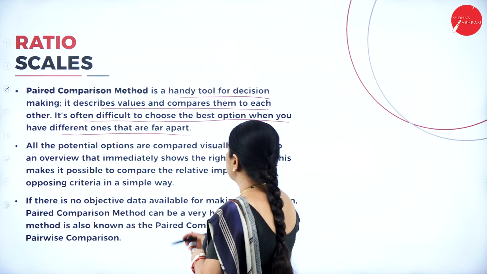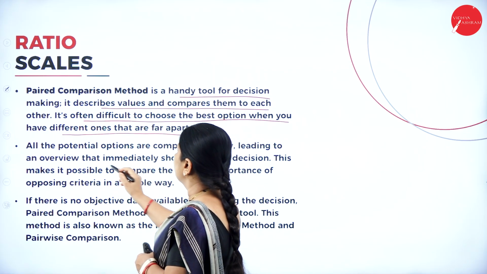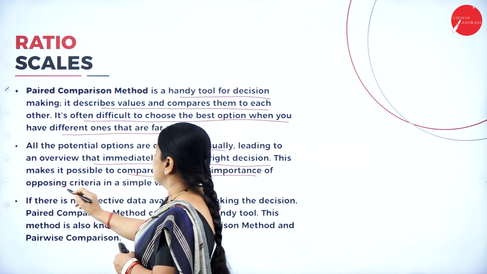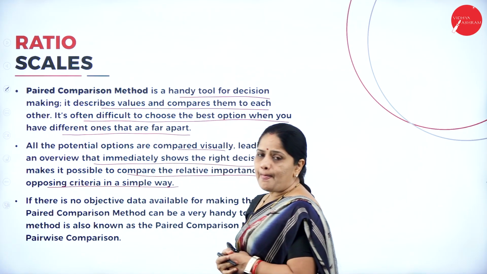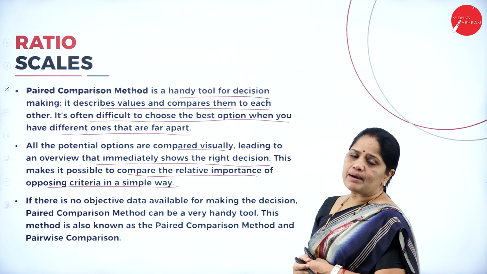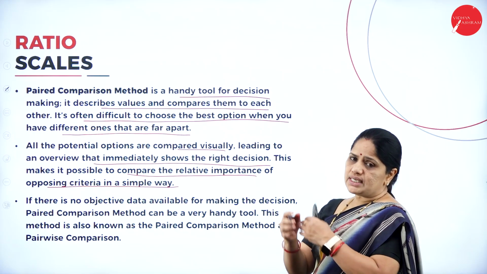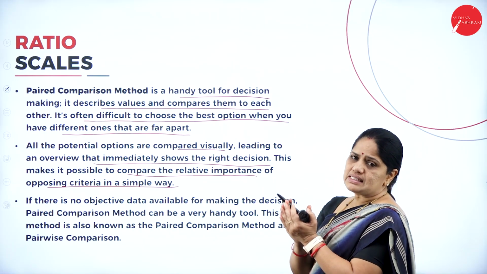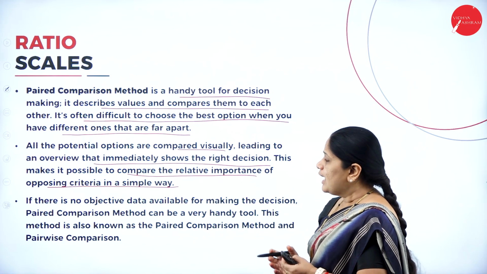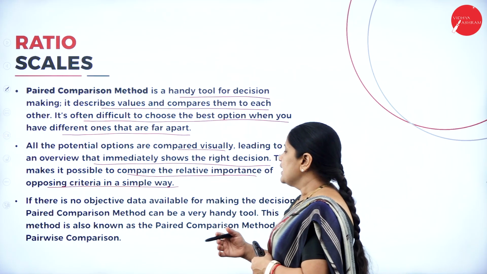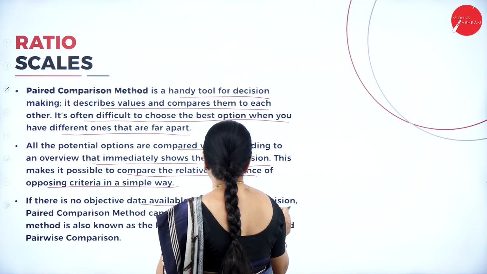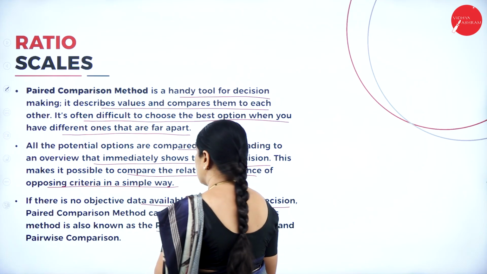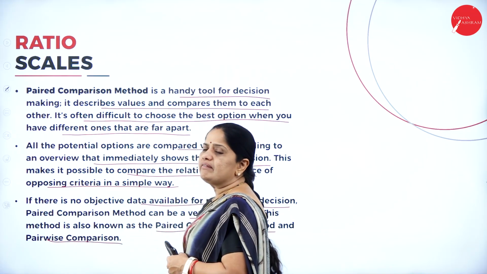All the potential options are compared visually, leading to an overview that immediately shows the right decision. This makes it possible to compare the relative importance of opposing criteria in a simple way. With the help of this paired comparison method, we will be able to compare two variables with each other, and then we can always assess the importance of one variable over the other, and in this way we can take the decisions. If there is no objective data available for making the decision, paired comparison can be a very handy tool. This method is also known as pairwise comparison.